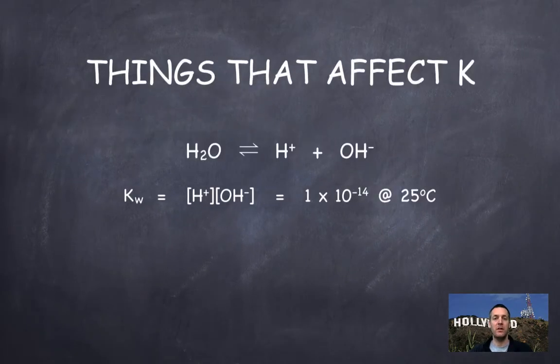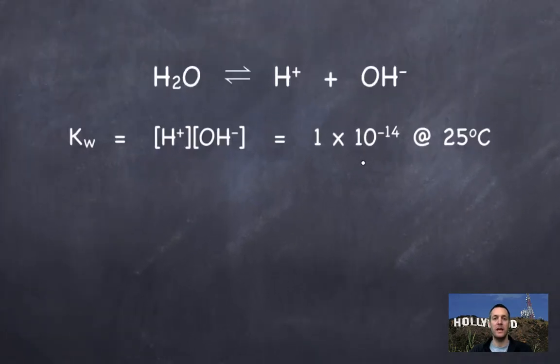You might remember that there are only certain things that affect equilibrium constants, right? So we can add acids, we can add bases, we can change the concentrations of things, but K shouldn't change unless the temperature changes. However, if we do change the temperature, we will change the value of this. We'll change the value of these two things here.